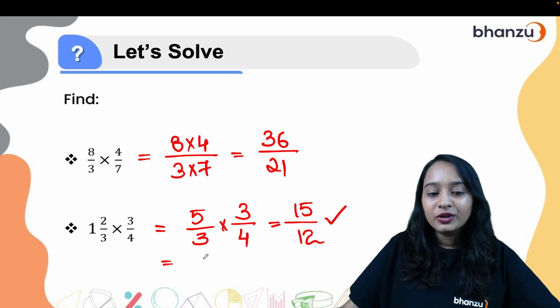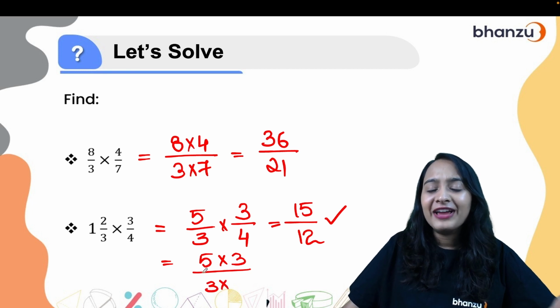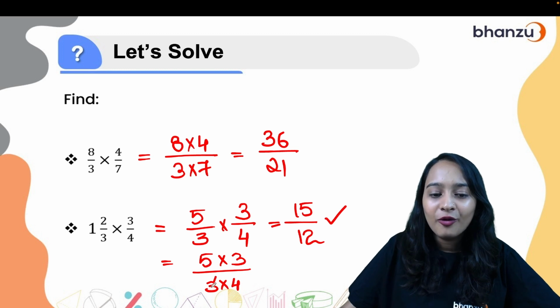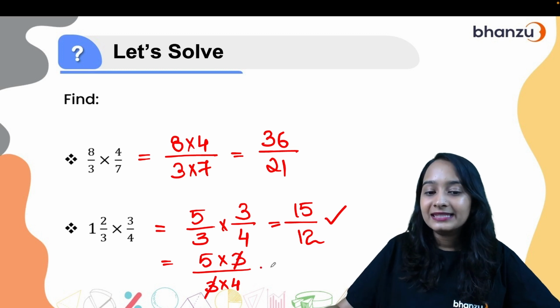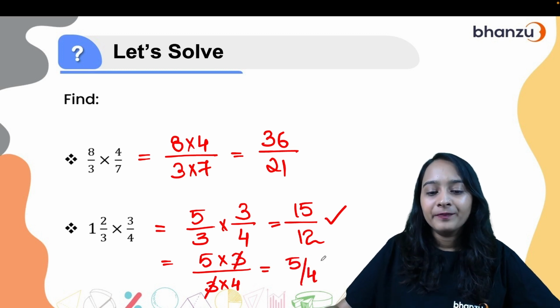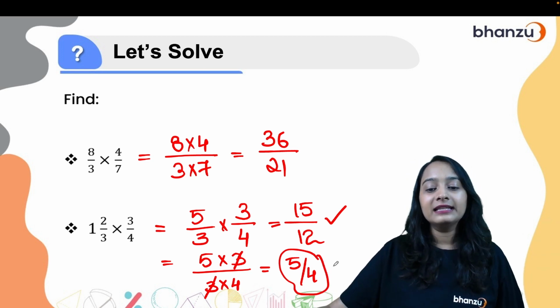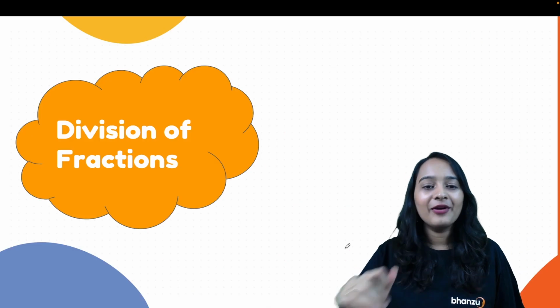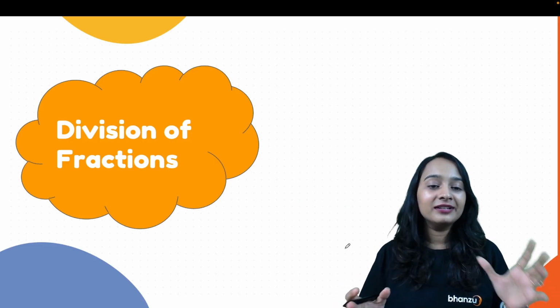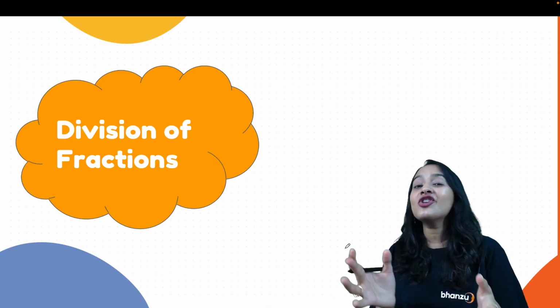The other way that you can do is 5 by 3 multiplied with 3 by 4. 5 multiplied with 3 by 3 multiplied with 4, 3 and 3 will get cancelled, so it is 5 by 4. This is the simplified form. Always write it in the simplified form. Alright? And now let's look at the division of fractions.